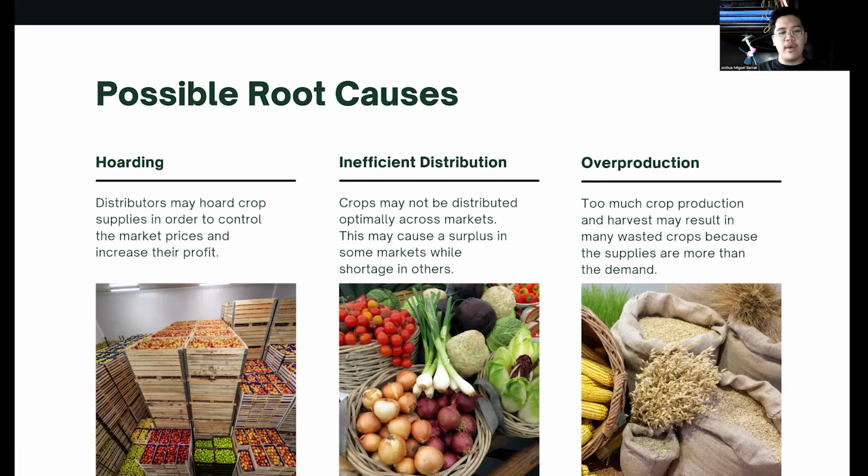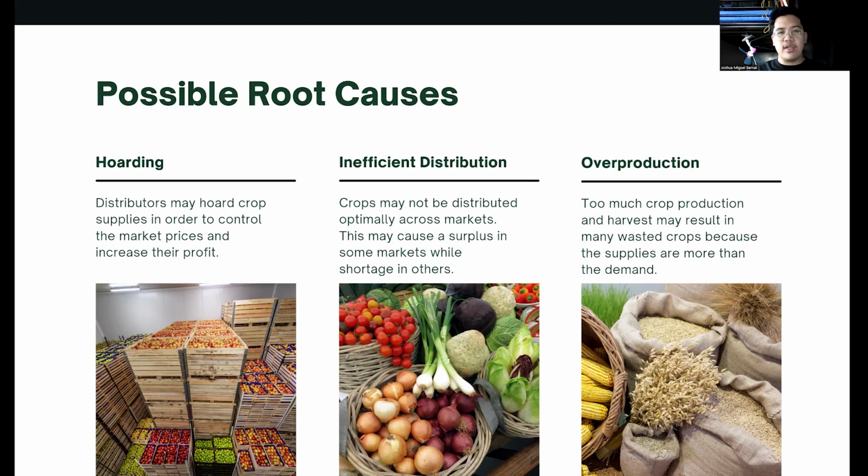By hoarding crops, they make it seem like the supplies are low in the market, which results to a higher demand, which causes the price to also go higher. Once the prices are higher, they will sell their crops to the markets for a higher profit. This can sometimes cause the crops to be spoiled and wasted because they are hoarded for way too long. It could also result to many unsold crops in the market because the demand has already lowered by the time the products reach the market.